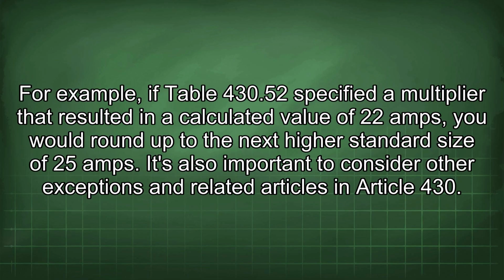For example, if Table 430.52 specified a multiplier that resulted in a calculated value of 22 amps, you would round up to the next higher standard size of 25 amps. It's also important to consider other exceptions and related articles in Article 430.